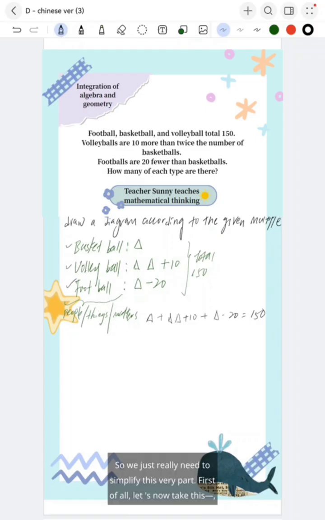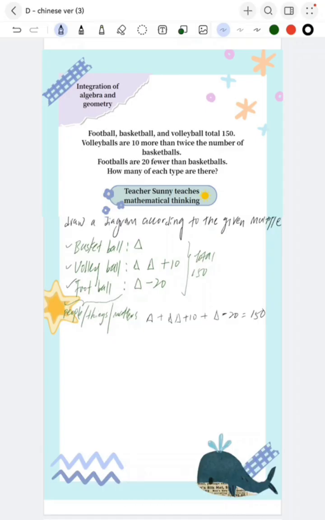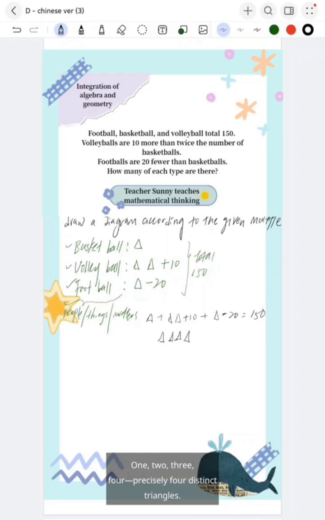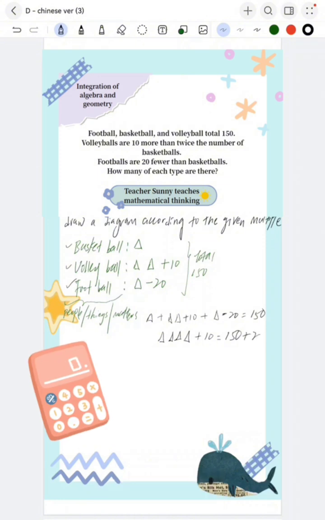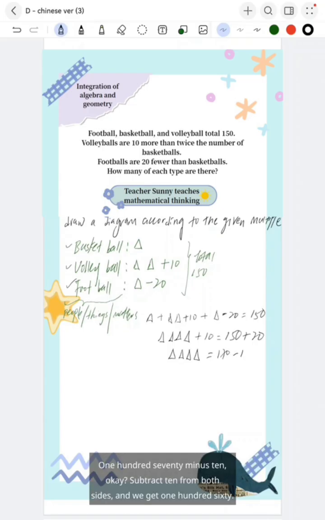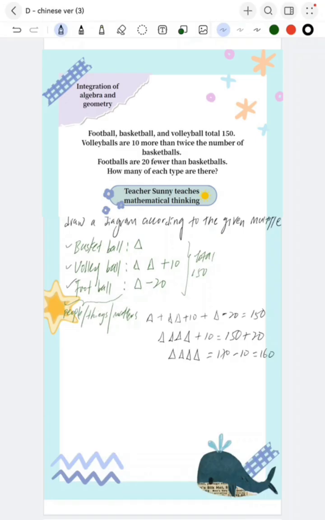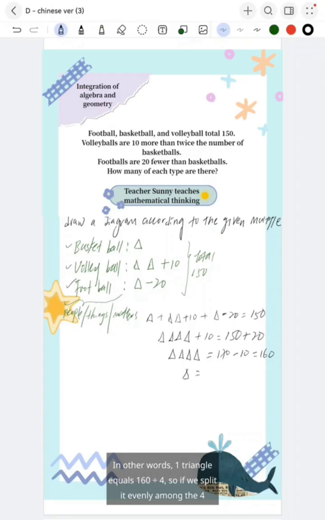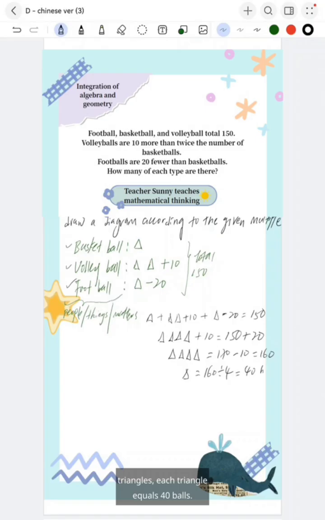So we just need to simplify this part. First of all, let's take another triangle. 1, 2, 3, 4. Precisely 4 triangles. Add 10, and then we add 20, okay? So if we add 20 to the left side, we also need to add 20 to the right side. That way, everything stays balanced. So in this case, 4 triangles exactly equals 170 minus 10, okay? Subtract 10 from both sides, and we get 160. In other words, one triangle equals 160 divided by 4. So if we split it evenly among the 4 triangles, each triangle equals 40.